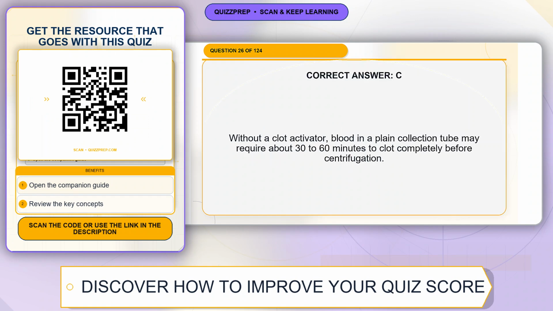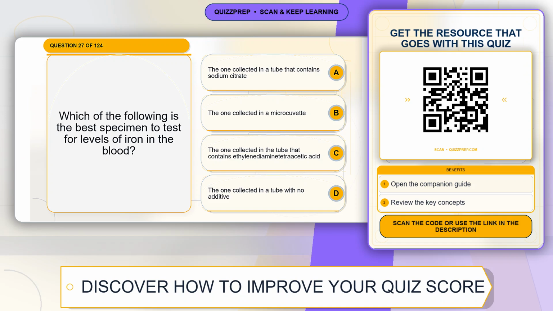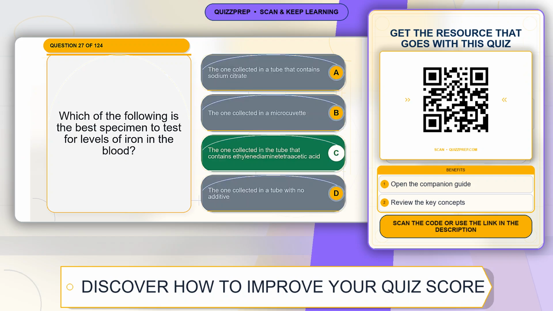completely before centrifugation. Question 27. Which of the following is the best specimen to test for levels of iron in the blood? Option A, the one collected in a tube that contains sodium citrate. Option B, the one collected in a microcuvette. Option C, the one collected in the tube that contains ethylene tetrashic acid. Option D, the one collected in a tube with no additive. The correct answer is option C, the one collected in the tube that contains ethylene tetrashic acid.